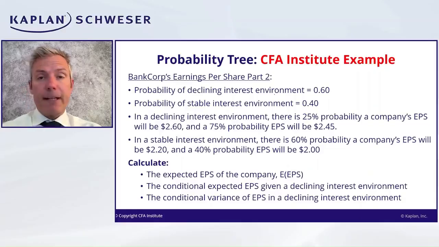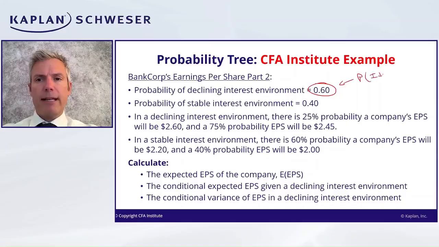So let's have a look at a CFA example. Same ideas, but a little bit more convoluted in its presentation, and also working out expected values as well. So you've got Bancorp's earnings per share part 2. It's a different scenario here. Probability of declining interest rate environment, 0.6. And therefore the probability of, so that would be interest rates going down.